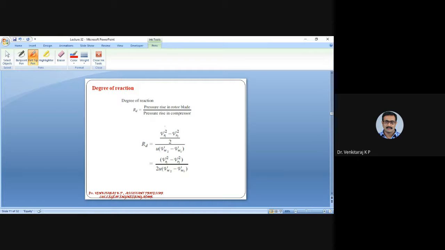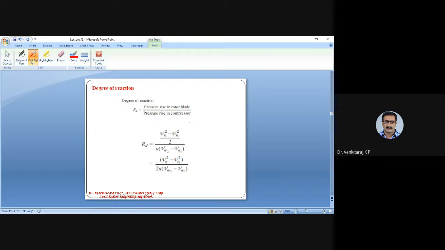Then what is degree of reaction? Already we have seen this term when we discussed the reaction turbines. Also, I think we have seen it when we discussed the centrifugal compressor. So degree of reaction is nothing but the ratio between the pressure rise in the rotor to the pressure rise in the compressor.